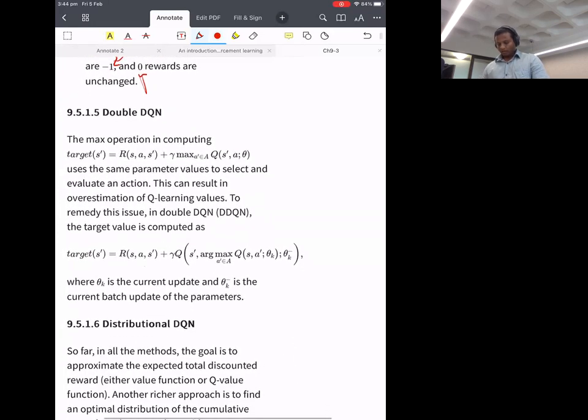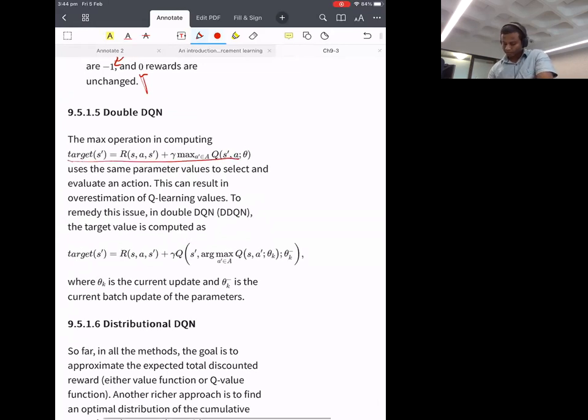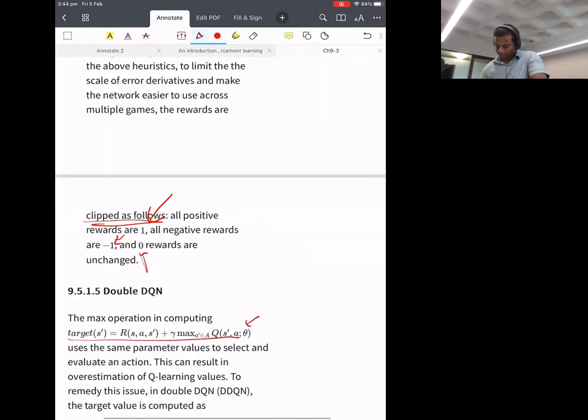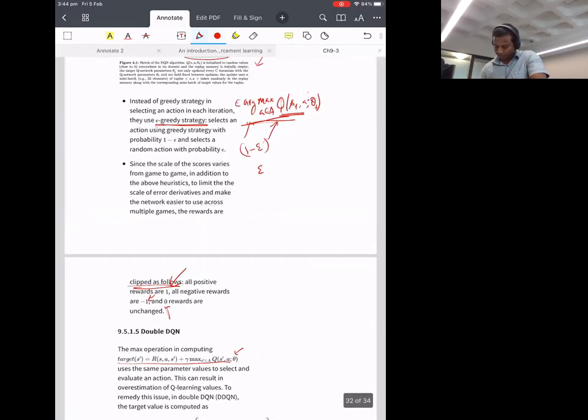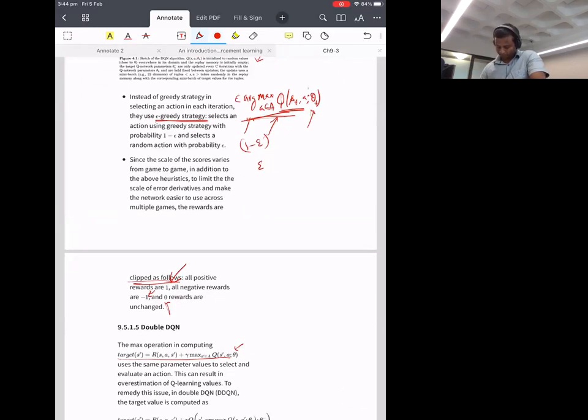And all right, you have seen that we are using the same parameters in the target as well as in the prediction. Also, in picking the action, for example in the greedy approach, we are using the same parameter for selecting the action.